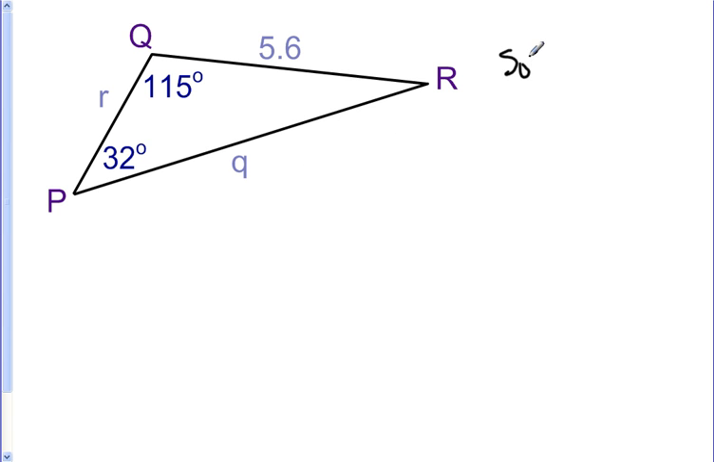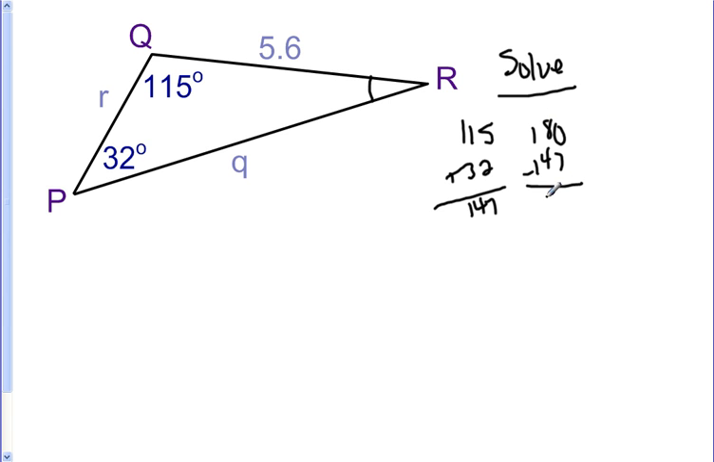So solve. That means find everything. The first thing I would do is find angle R. That one's going to be the easiest. We know that in any triangle, all three angles have to add up to 180. So 115 plus 32 is 147, and we'll just subtract that from 180. We don't need a calculator, I don't think. This will be 33 degrees. So it's almost an isosceles triangle. Okay, so this one's 33 degrees.